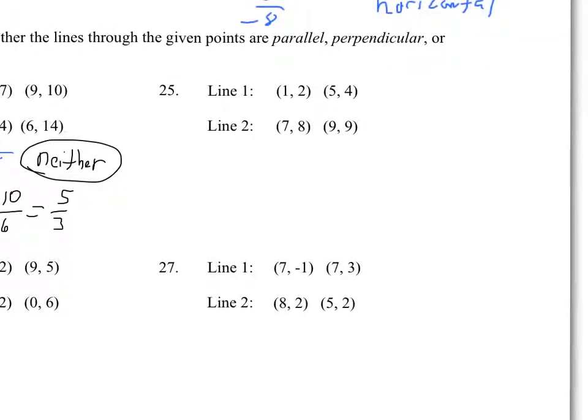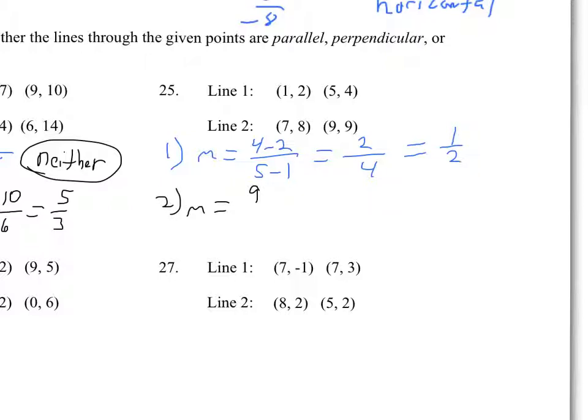All right, number 25. Line number 1, if I set up the slope for this, I'll do 4 minus 2 on top, 5 minus 1 on bottom, and I get 2 over 4. You should reduce that to 1/2. Line number 2, I'm going to do 9 minus 8 on top, 9 minus 7 on bottom, and I get 1 over 2. Hey, look at that. We have the same exact slope. That means these lines are parallel.